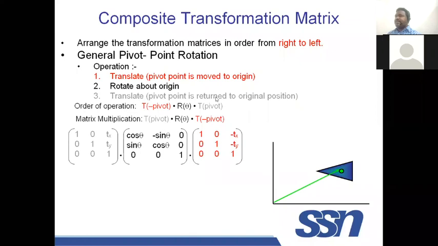In this case, this is the pivot. Translating the pivot point to its original position means the final operation has to be written in the first transformation matrix. This is the rotation matrix, cos theta minus sin theta 0, sin theta cos theta 0, 0, 0, 1, and this is the first operation. We are writing it over here, 1, 0, minus tx, 0, 1, minus ty, 0, 0, 1.